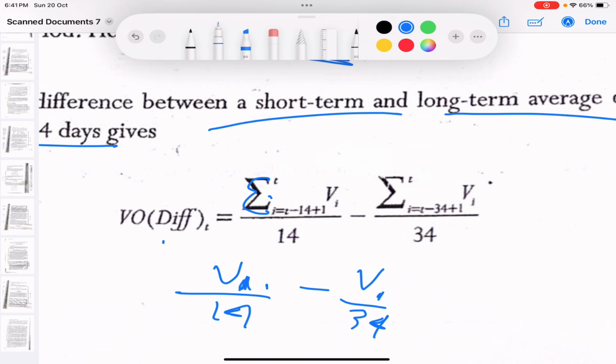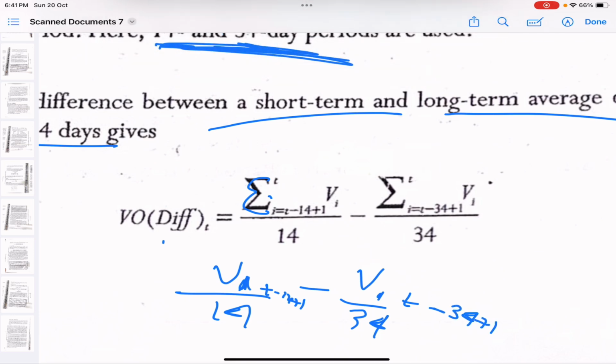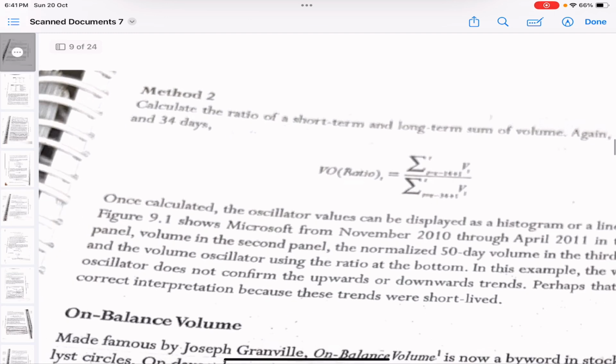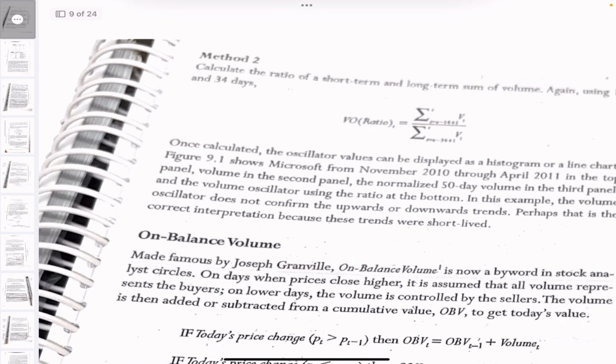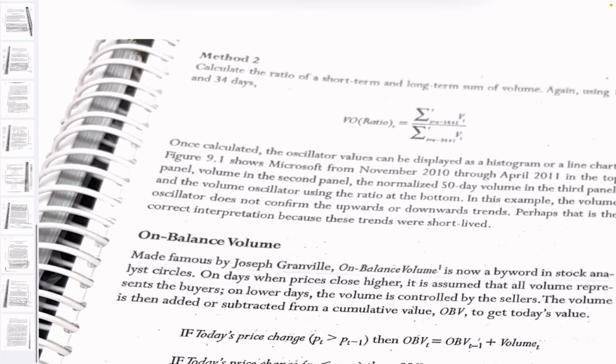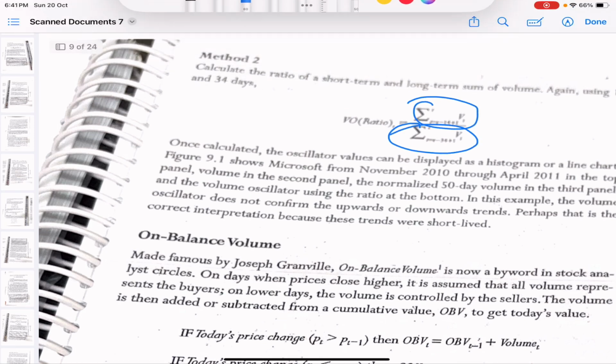Now, summation is t minus 14 plus 1, and in this case it is t minus 34 because you are using a 34 period plus 1. Okay. So the first and foremost method is to calculate the difference between the two period moving averages, which in this case was 14 and 34. Now you are going to calculate the ratio of a short term and a long term sum volume, again using 34 days. So whatever you found out, the V1 divided by V2 will give you the ratio.